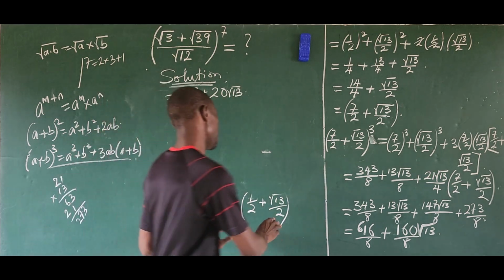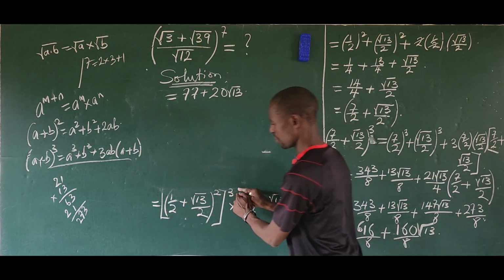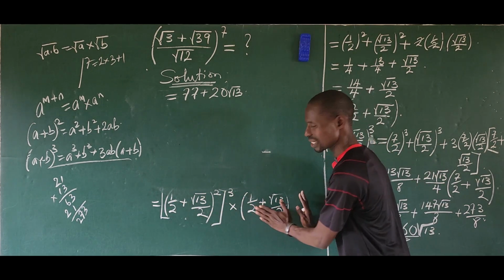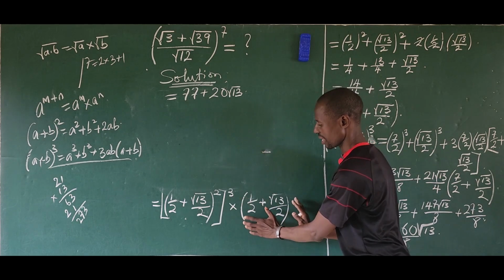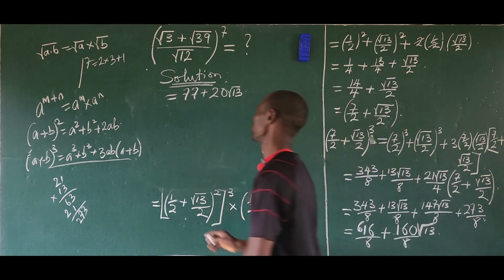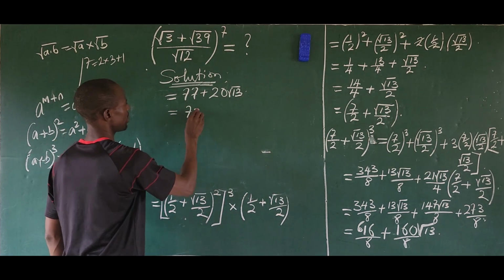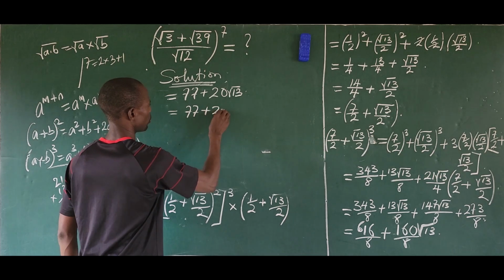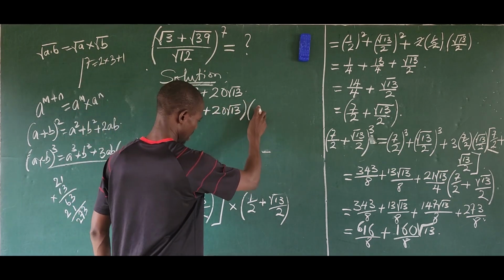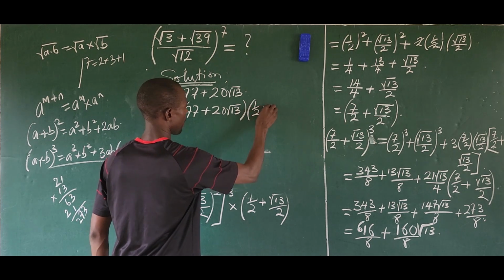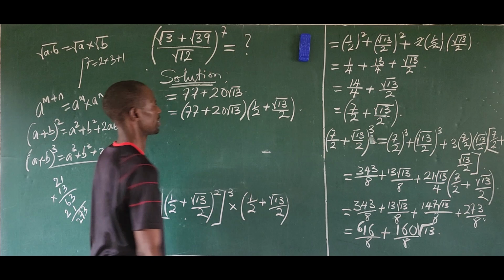All right. So this answer we have from here now is everything here raised to power 3. So we only have this left now. The last stage, we have to multiply this expression we have here by this. So we now continue. This will give us 77 plus 20 root 13, in bracket, times 1 all over 2 plus the square root of 13 all over 2, close bracket.